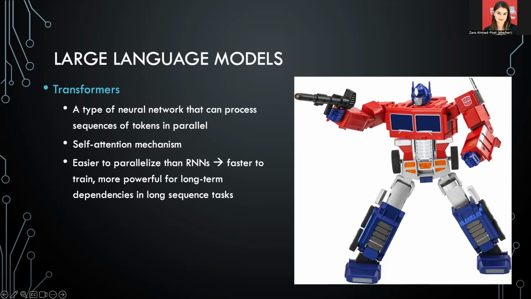It's going to process a sequence of tokens in parallel. Specifically, the key innovation that brought us large language models as we know them today is something called a self-attention mechanism, and we'll talk a little bit more about that. Essentially, before we had attention mechanisms, we were using recurrent neural networks, or RNNs, to process long sequences of text.